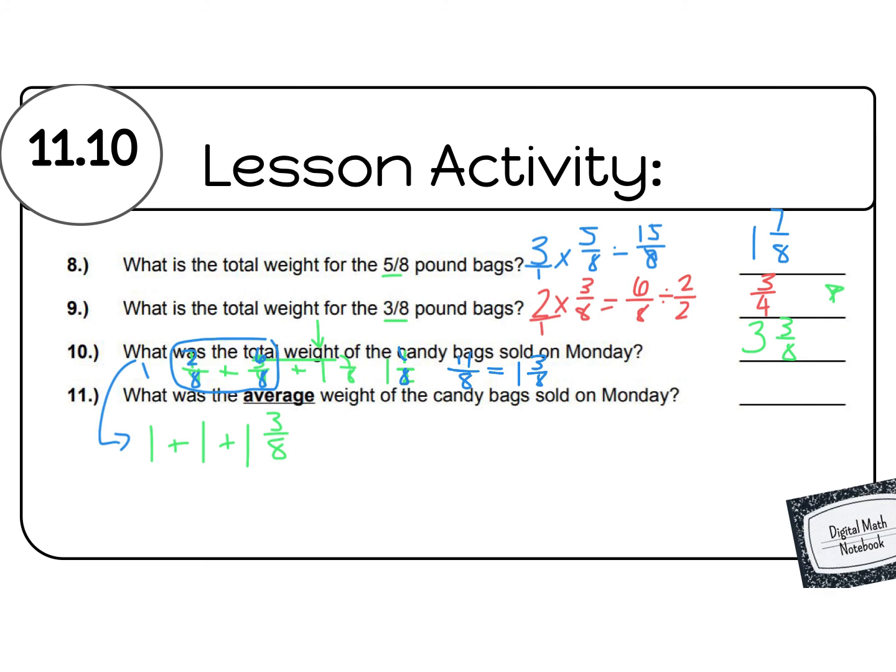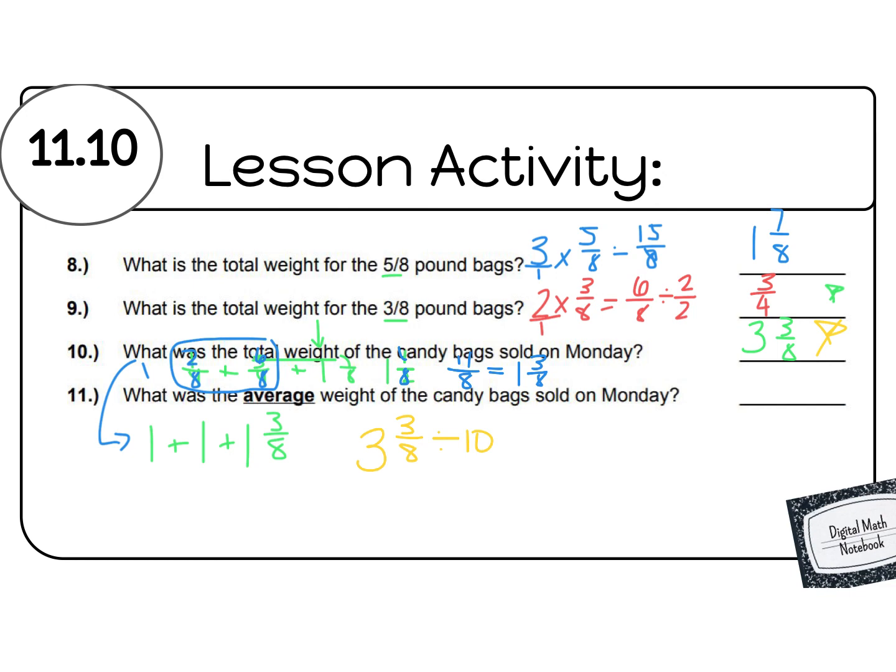For our last question, we need to find the average. The average is the total that we just found divided by how many x's were on our graph. If you remember, we counted that there were 10 x's on our graph. So we need to do 3 3/8 divided by 10.